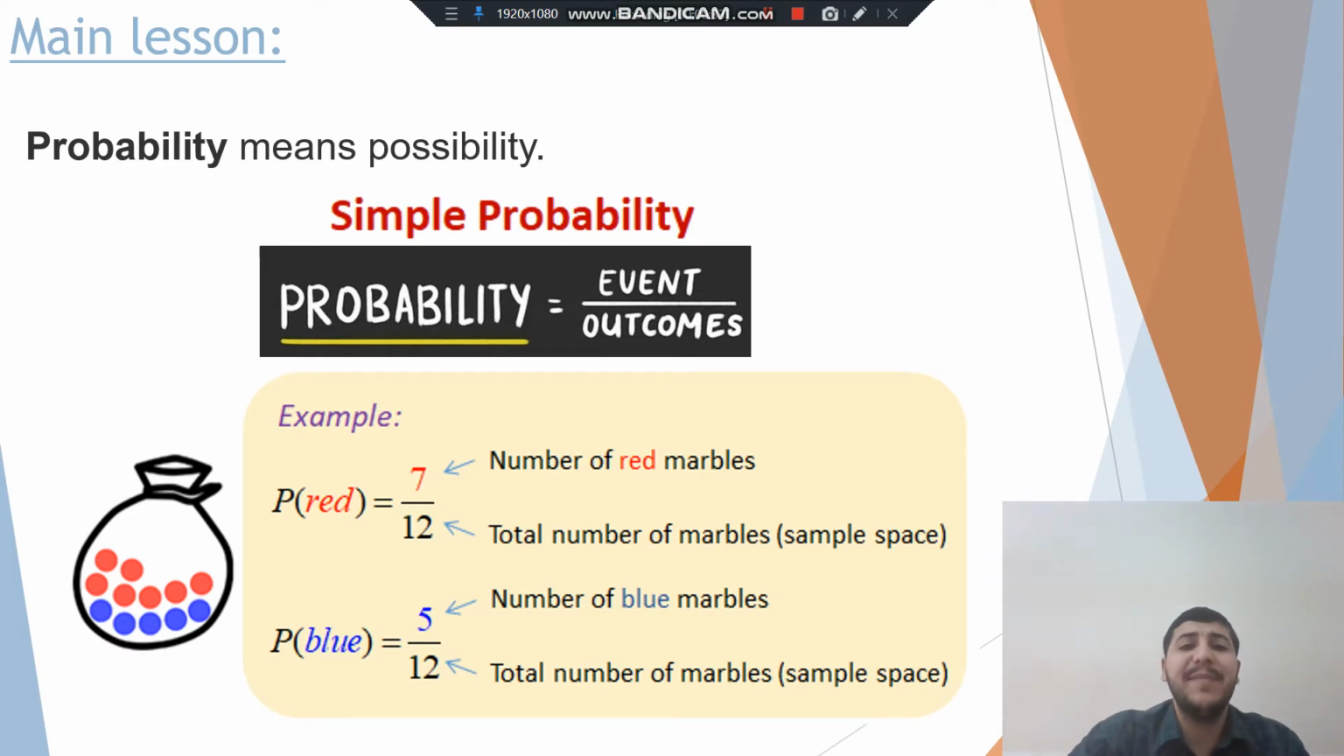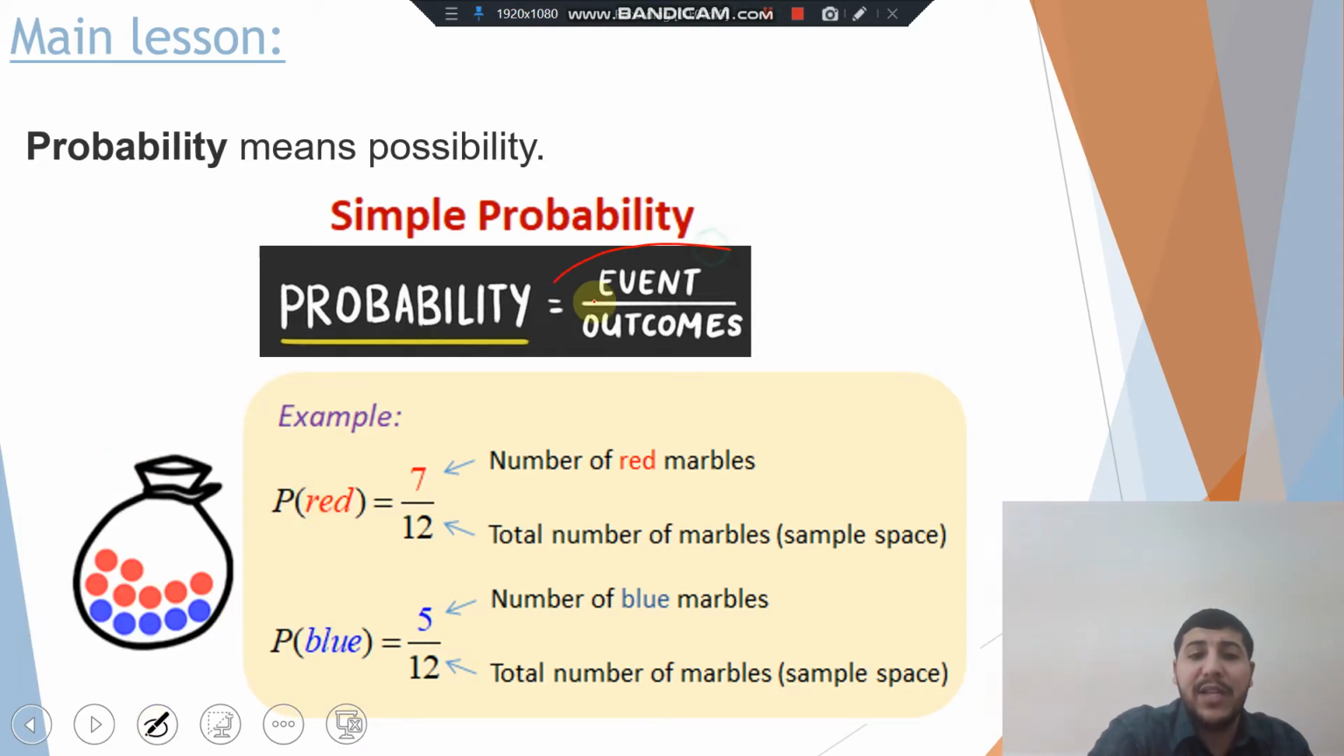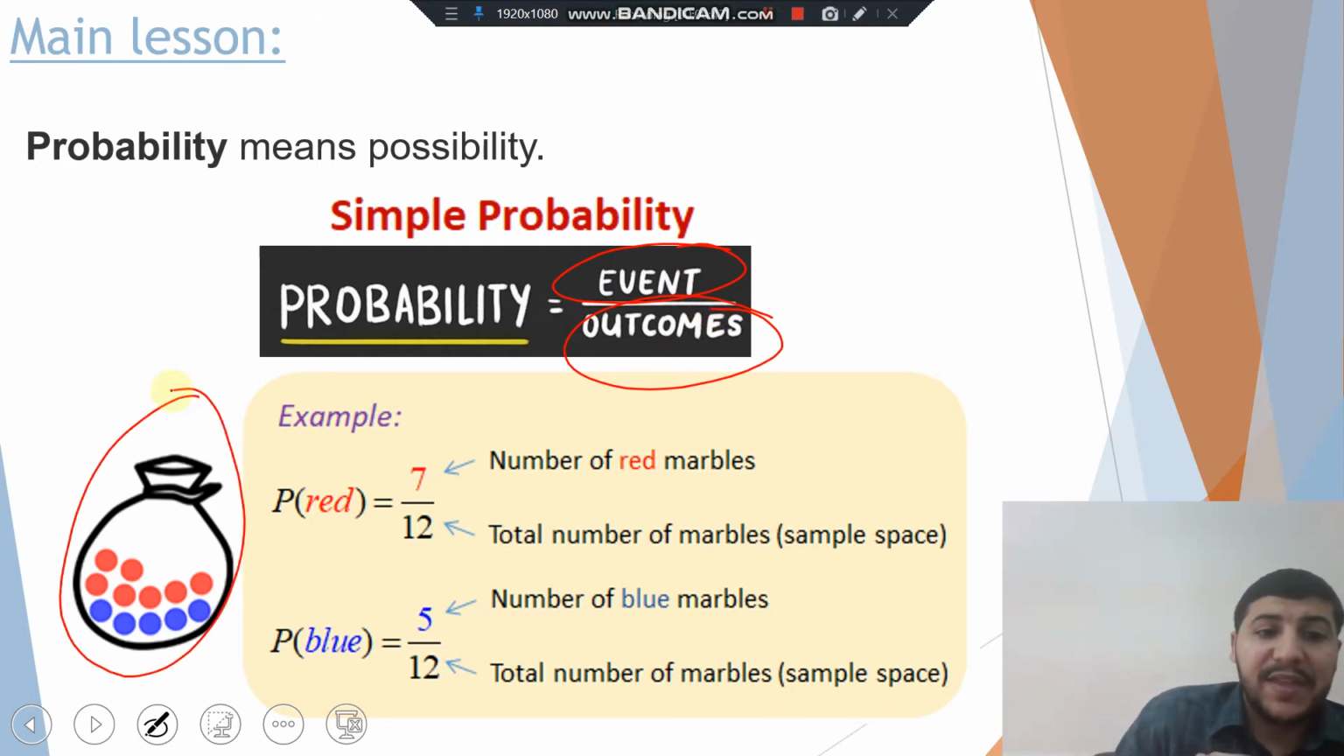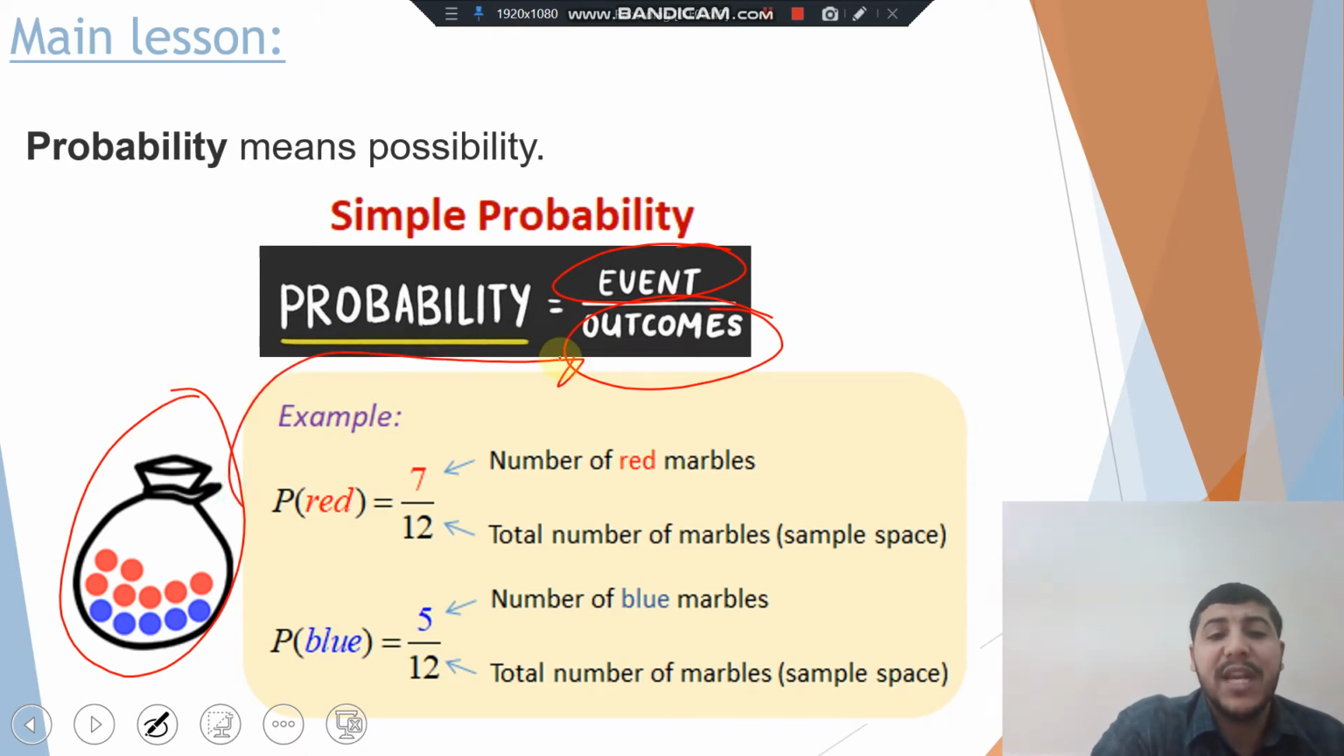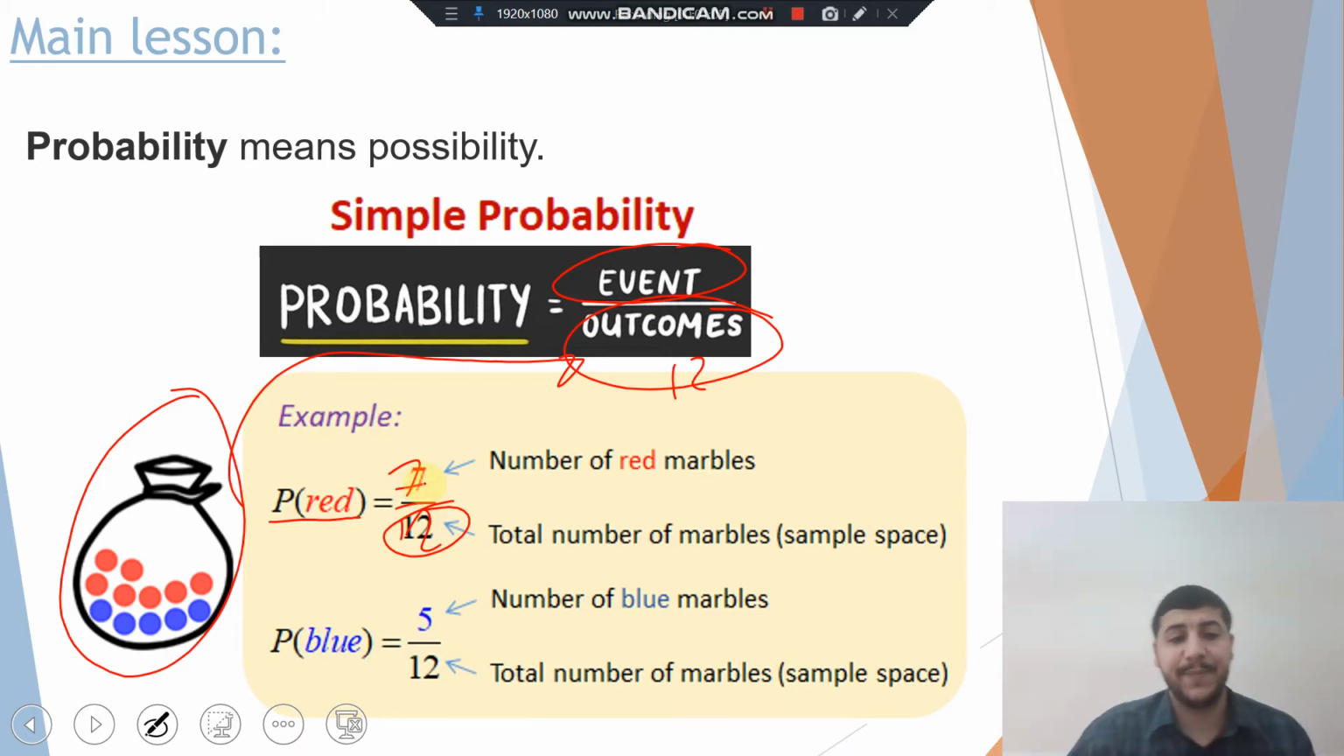How can we find the probability mathematically? We'll say the probability is equal, all the time, to the number of events divided by the number of all outcomes. As an example, here we have a bag with 12 balls in total. This means the number of outcomes is equal to 12 balls. If we want to find the probability of red, all the outcomes are 12 balls and the number of red balls is 7, the number of events.